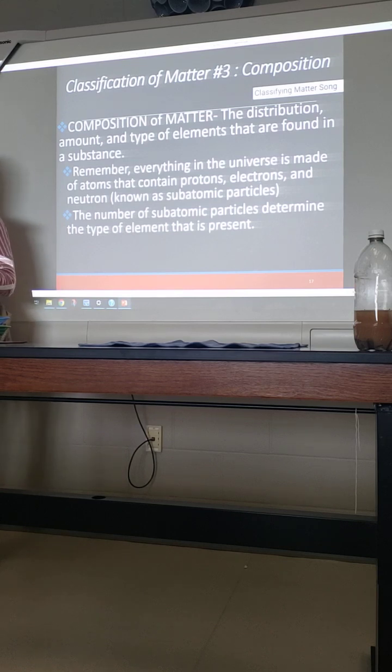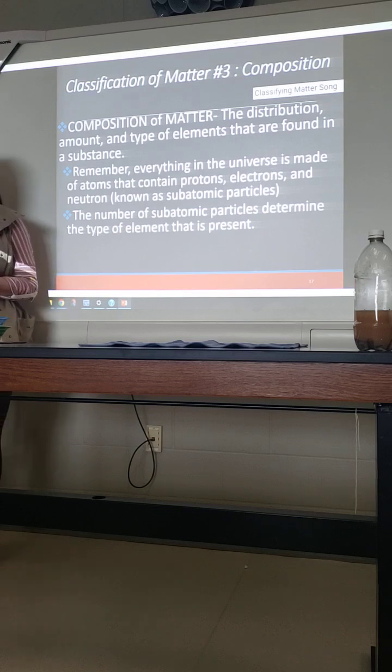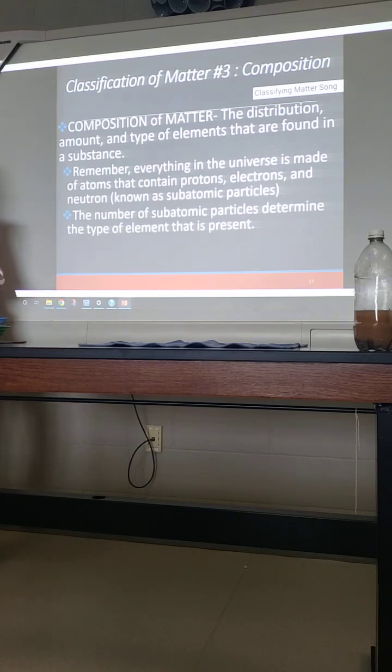So changing the number of neutrons gives you an isotope of that element. But if you change protons, that's when you're dealing with a whole new element.